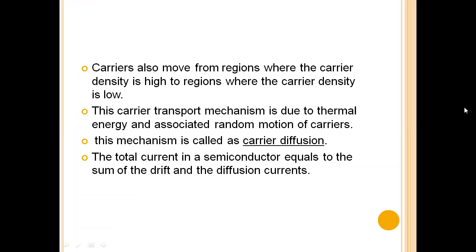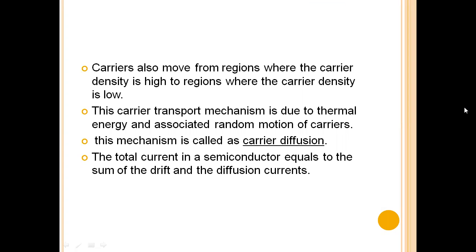Carriers also move from regions where the carrier density is high to the regions where the carrier density is low, which is called as gradients. Gradients means there is a change in concentration of carriers from one region to another region. If the carriers move from a higher concentration region to lower concentration region due to thermal energy and associated random motion of carriers, then the mechanism is called as carrier diffusion.